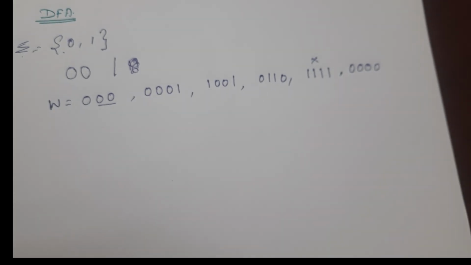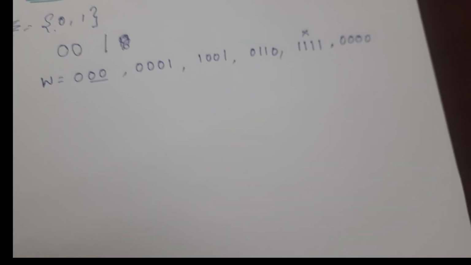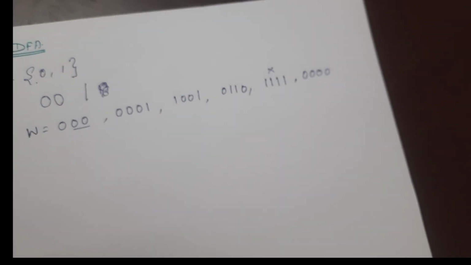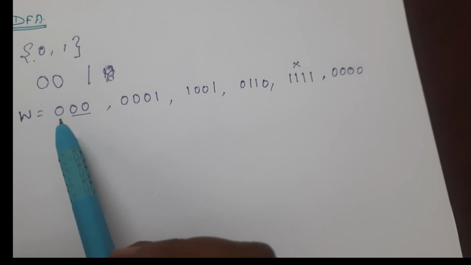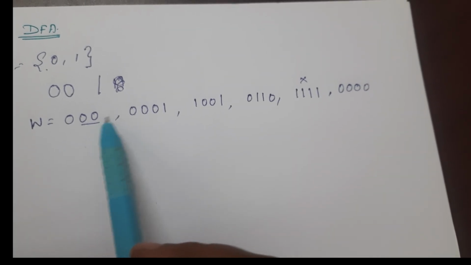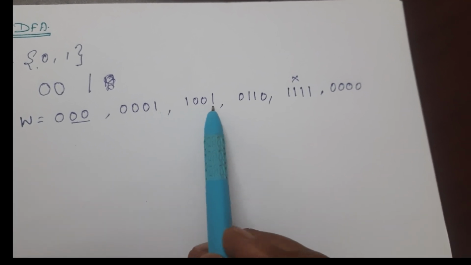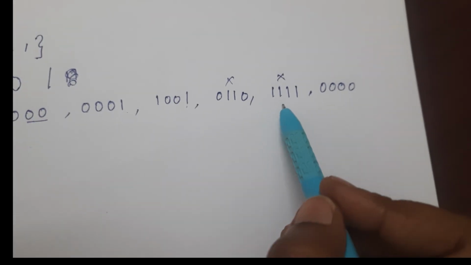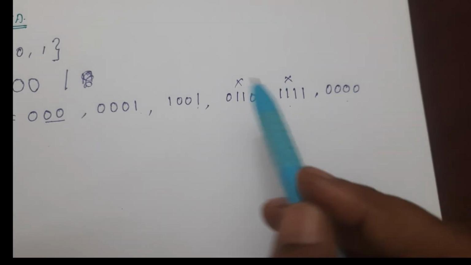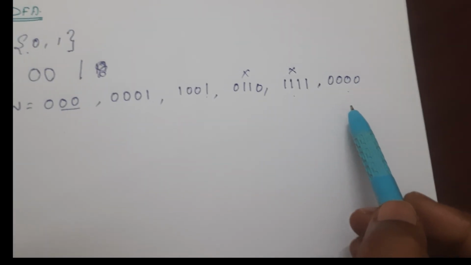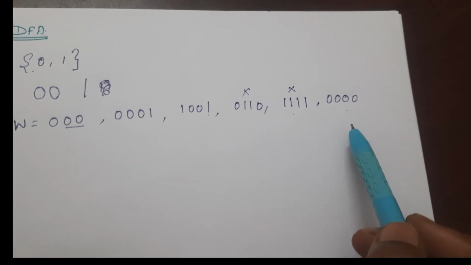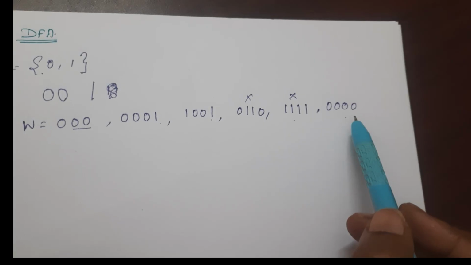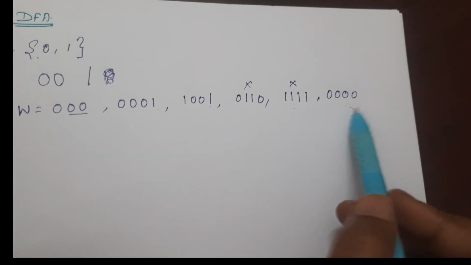Here are the sample words that I have taken. The words can be like 0 0 0, or it can be like this, or even like this. It cannot be like this, it cannot be like this, or it can be like this. These are some sample words that the deterministic finite automata is likely to accept. So we have to design a machine like that.